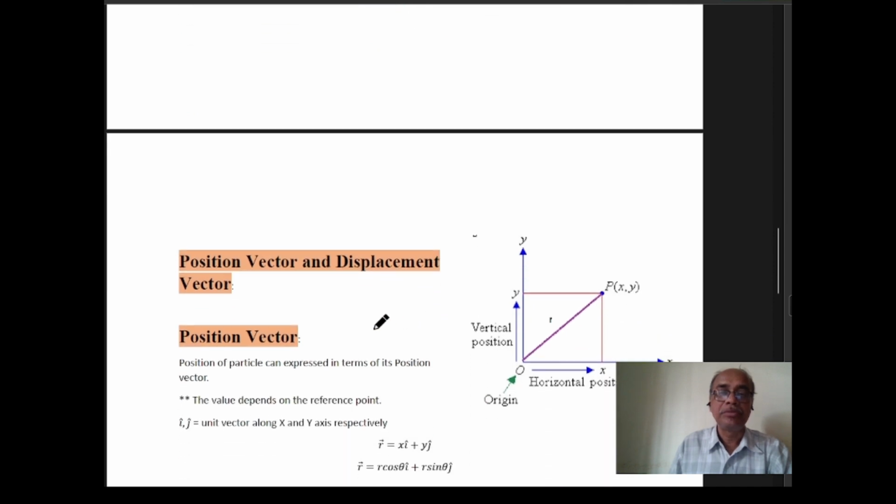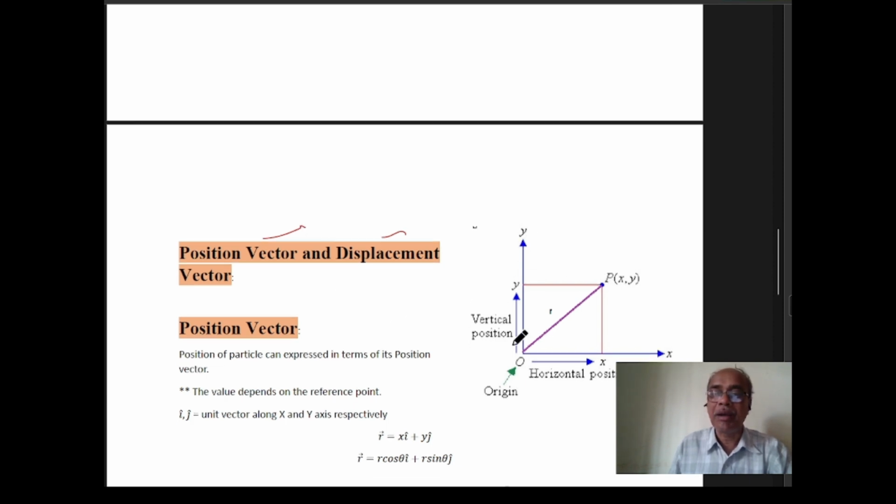Okay. Now, position vector and displacement vector. When we plot a graph, we consider one axis and another axis, and a reference point. If it is x, y, then we move x distance here and y distance. This is the position of a particle. Simply, the position of a particle can be expressed in terms of the position vector. Here also one reference point is there, and we are considering this as the reference point.